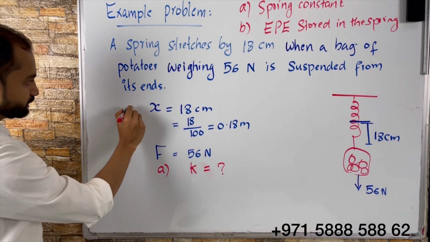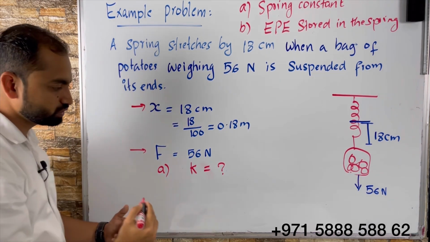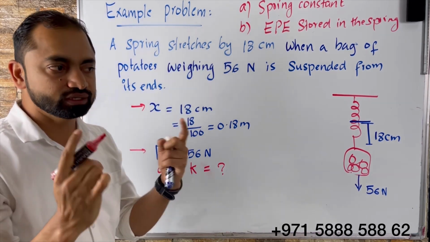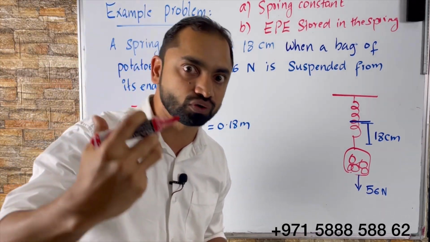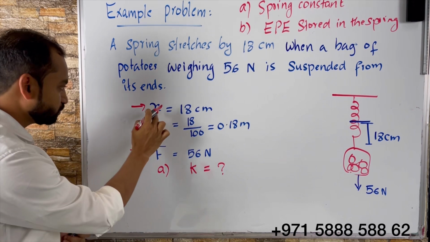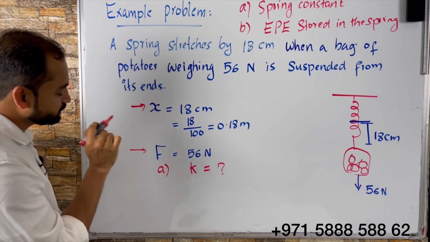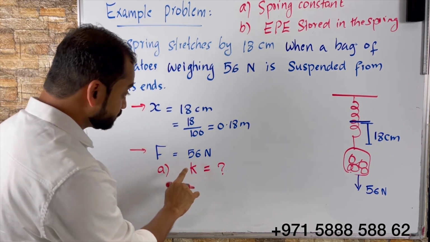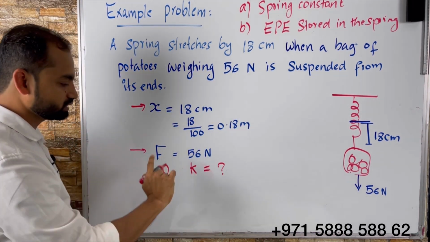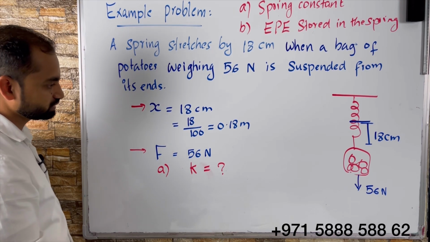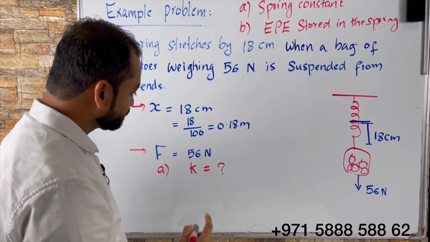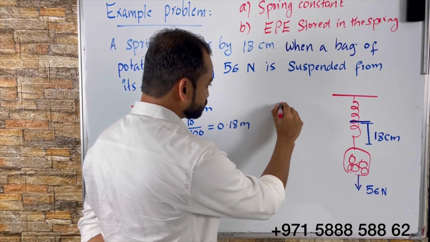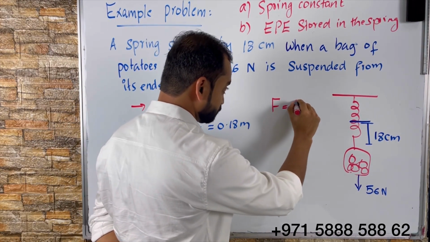So we have x, we have force, and we need to calculate K, the spring constant. Then you have to look for an equation which connects all these terms. It means an equation in which x should be there, F must be there, and K must be there. So which equation connects all these things? We know the Hooke's law equation, right? The Hooke's law equation, F is equal to minus Kx.